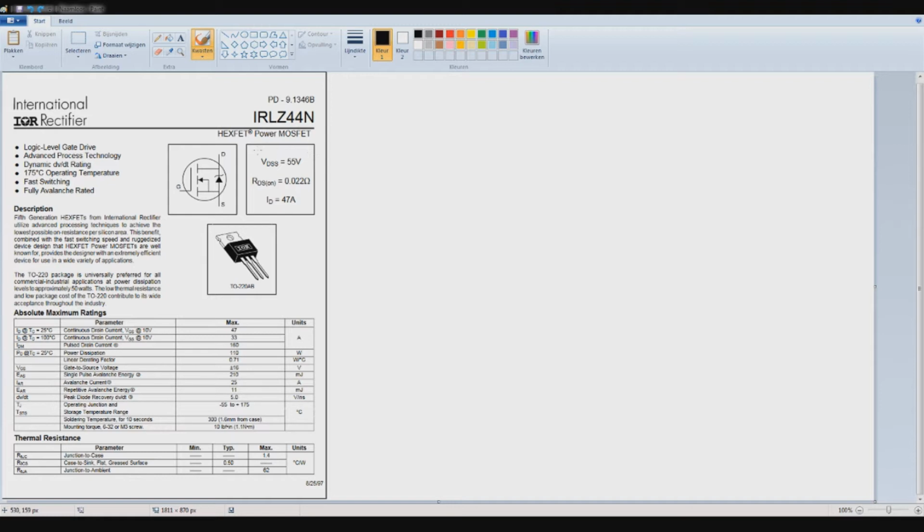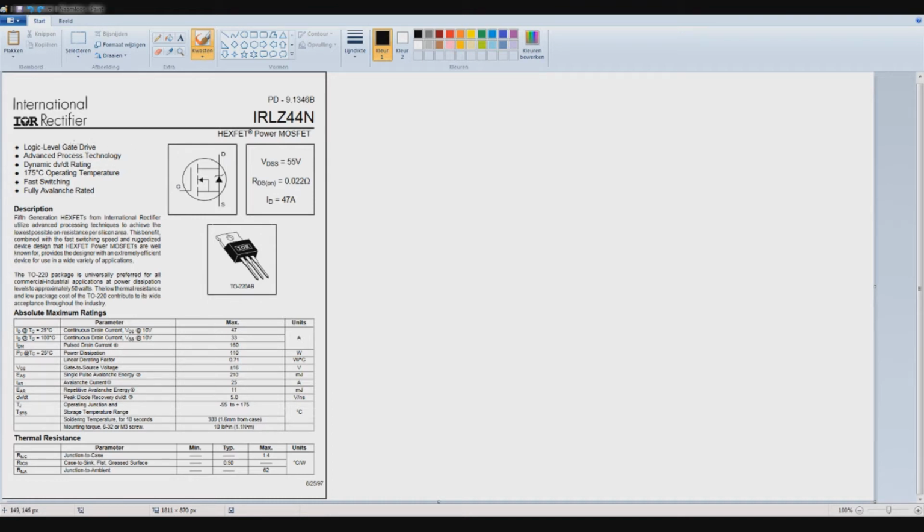We see the rated voltage. We see RDS on. Take a look at it later. And we see the rated current. D stands for drain. DS is drain to source.